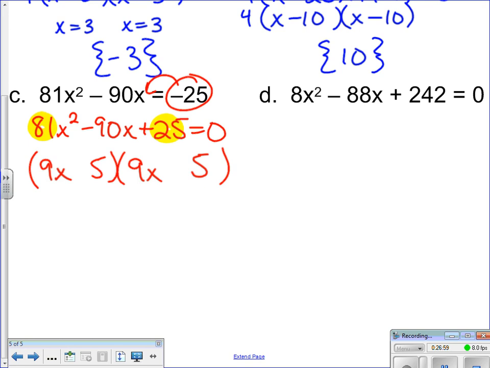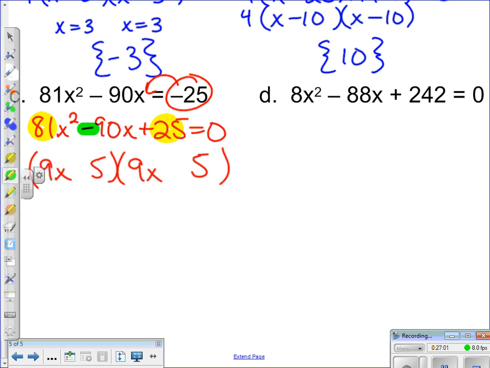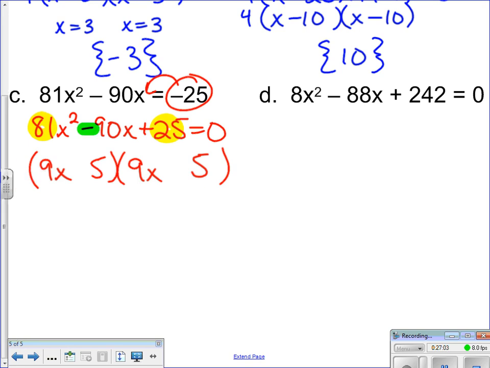If you want to get a negative number in the middle, you're going to have to put two negative signs in front of your 5s. Now to be sure this works, 9 times 5 is 45. 9 times 5 is 45. Now they're both negative 45s, but they equal the negative 90 in the middle. So this worked.